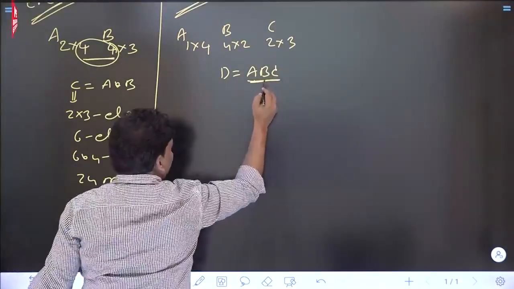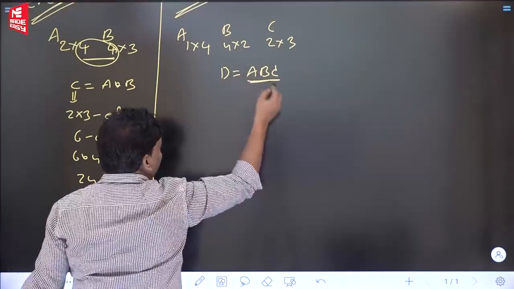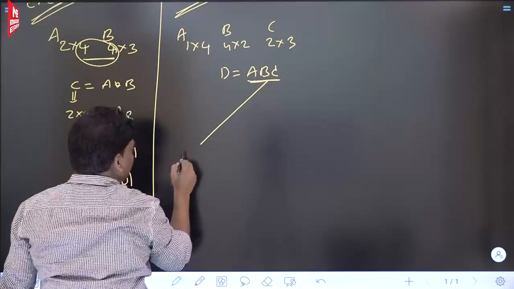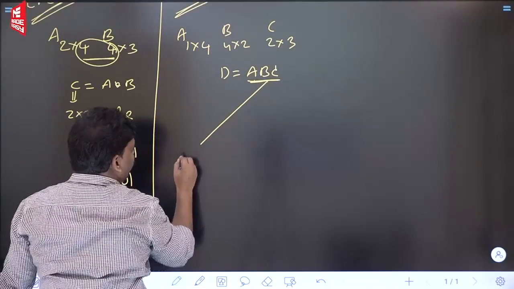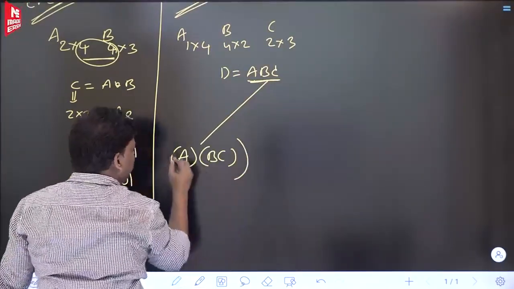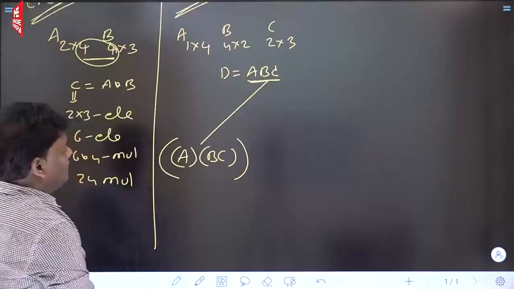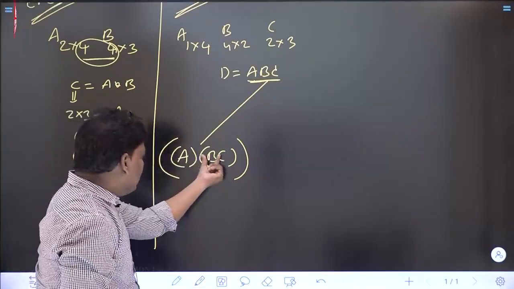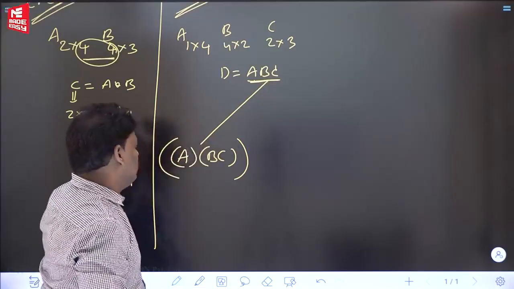You cannot multiply ABC directly, you have to go by 2 matrices only. So this is the way. The first way is: you first do BC, afterwards A into BC. Three matrices I want to multiply, but I cannot do it at a time, so 2 things only at a time. Only A remaining, you do A into BC. You know how to multiply 2, so after getting this answer, you do A into BC. This is the one way.